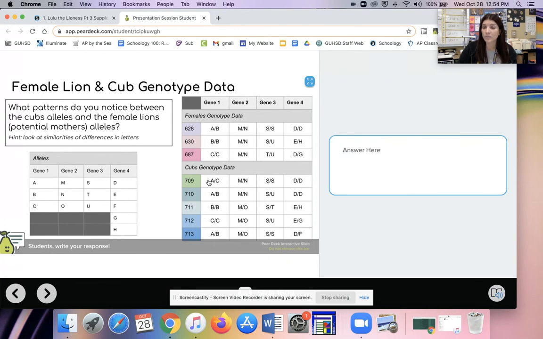Remember, each letter represents one allele. You get one from mom, one from dad. So the cubs each have their genotype. And what patterns do you notice between the cubs and the potential mothers? So something easy to look at is what similarities and differences do you notice? So like we can say, oh, I noticed 630 has BB and I see a couple cubs that have a B. I see 712 has no Bs. So that's looking for a pattern.